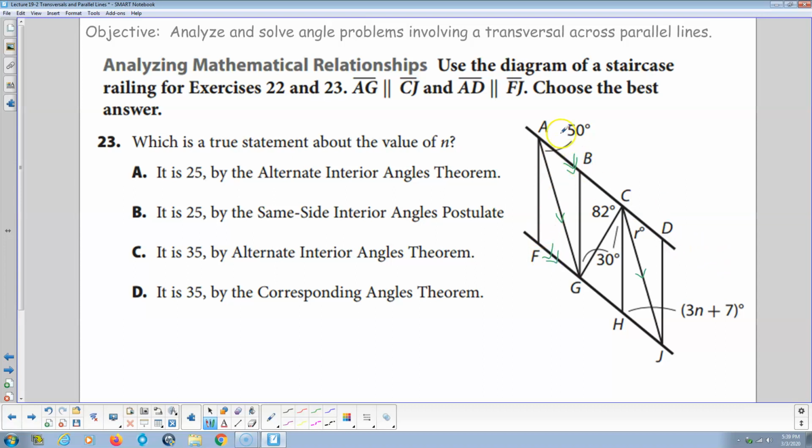So, AD is parallel to FJ. So, what's true about the value of N? So, N is this angle right here. So, how are we going to find that?